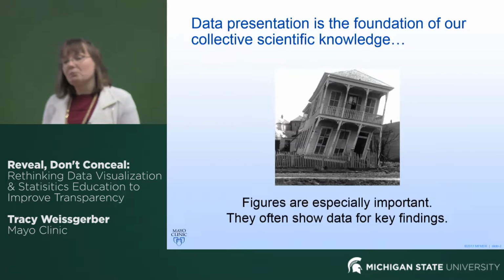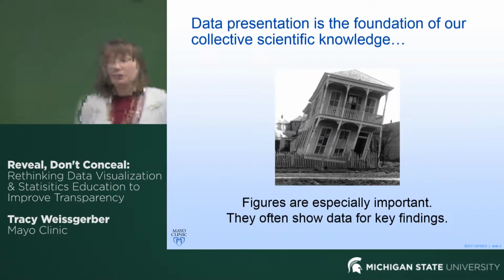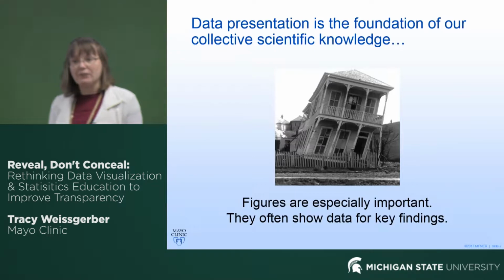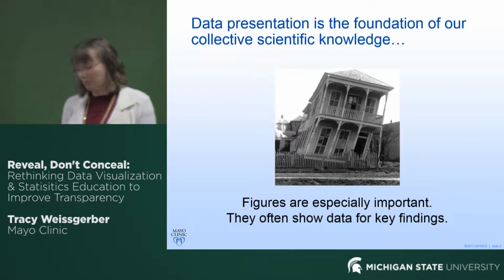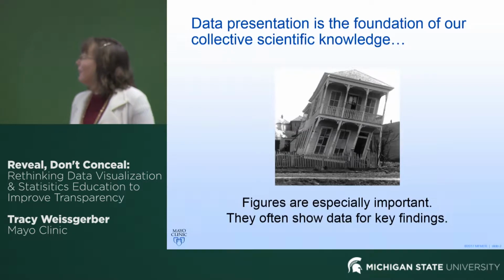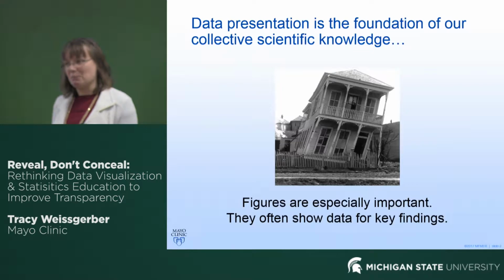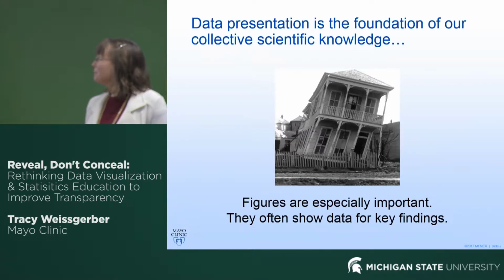And so if authors are making poor decisions about the types of figures that they use, if they're using figures that aren't transparent, that aren't providing the important information that we need to critically evaluate that data, then it means it's harder for others to use that data and get the most out of the data set in the future.